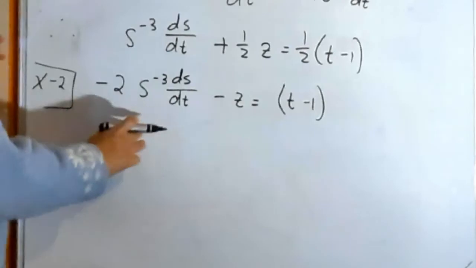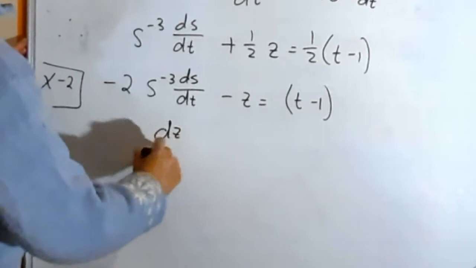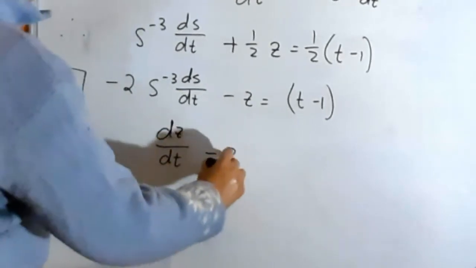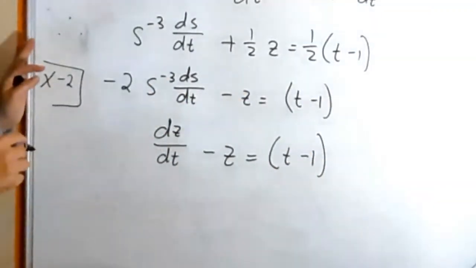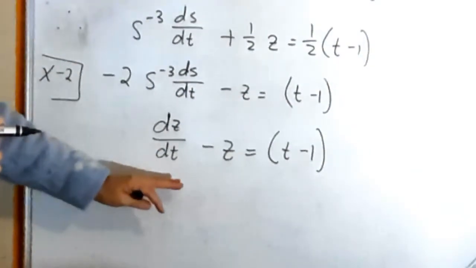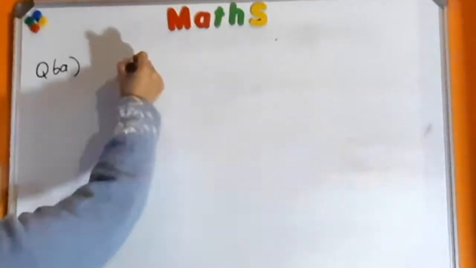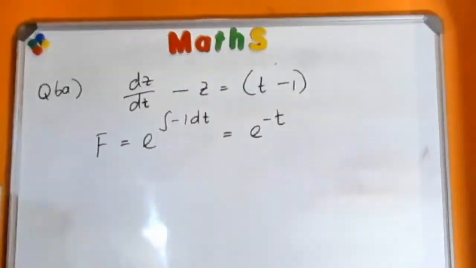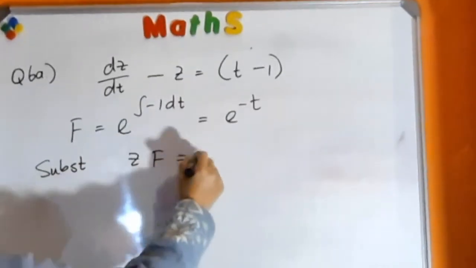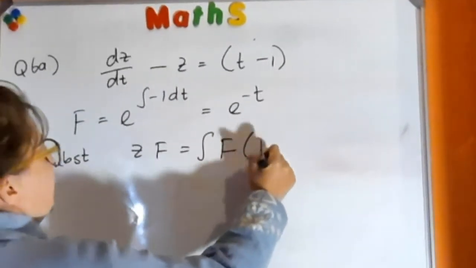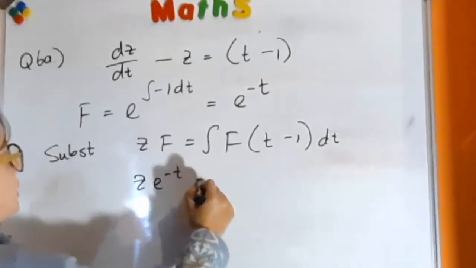Which means that equation is now linear because your first term is just dz dt minus z equals t minus 1. And then you use the linear method in order to solve for z. Okay, then we substitute: z times the integrating factor equals the integral of the integrating factor times t minus 1 dt, with e to the minus t.